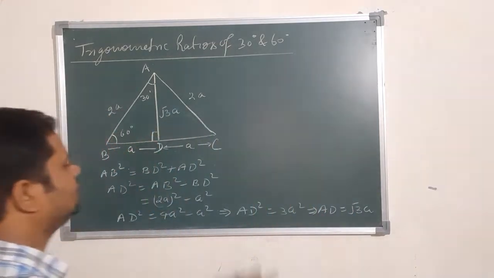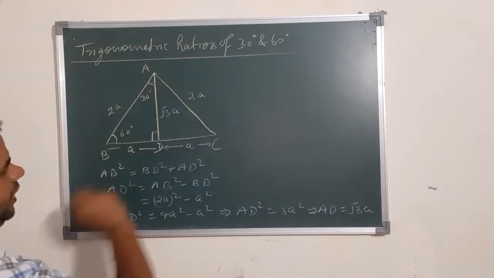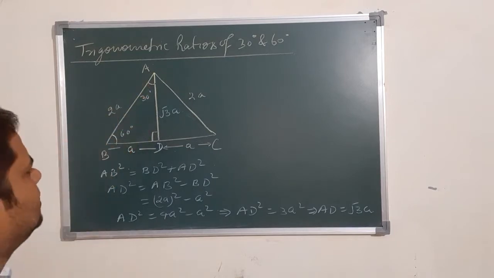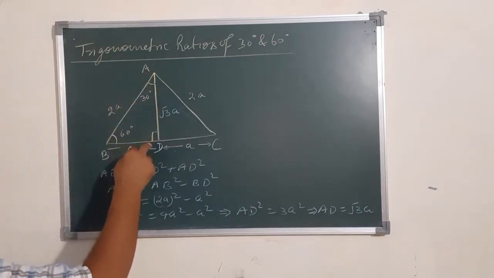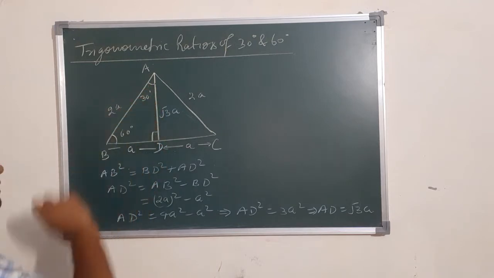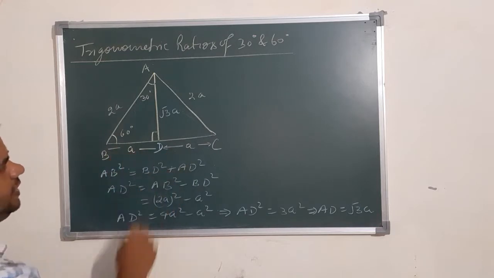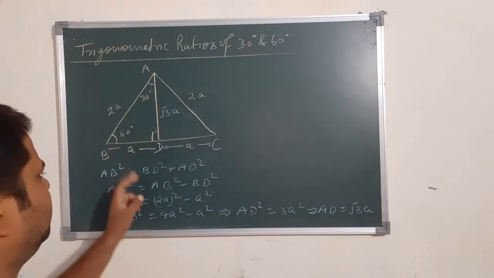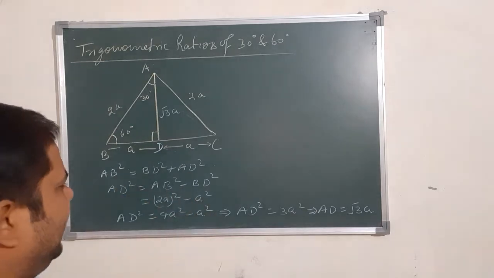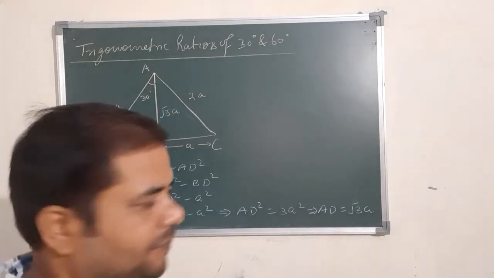For this we consider an equilateral triangle of side 2A, and if we draw the median, it is a bisector as well as perpendicular bisector of this line, as well as median and bisector of this angle also. So this is E and A. In this triangle first we find AD square. This is the formula for finding AD square. AD is nothing but root 3A.